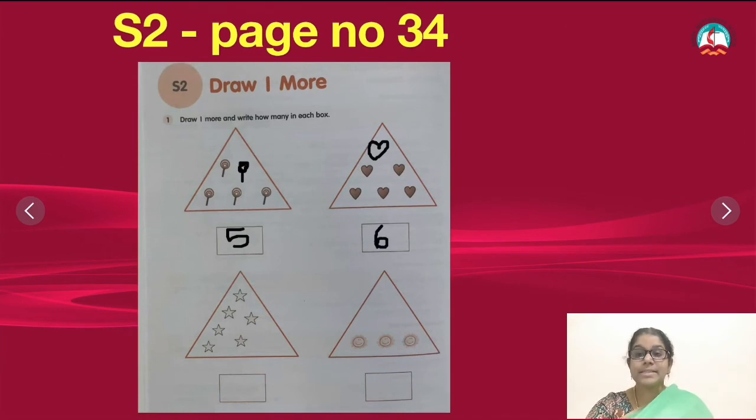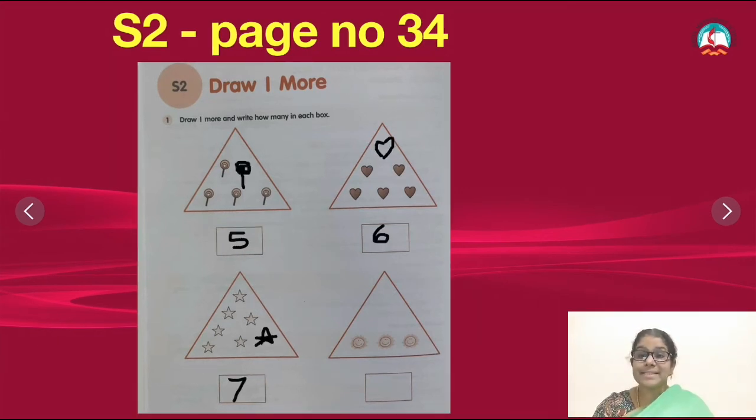Next we have stars. Okay, now count how many stars are here. 1, 2, 3, 4, 5, 6. We have 6 stars. We are going to draw one more star. Take your pencil and draw, children. Now count and see. 1, 2, 3, 4, 5, 6, 7. We have 7 stars. Now write 7 in the box.